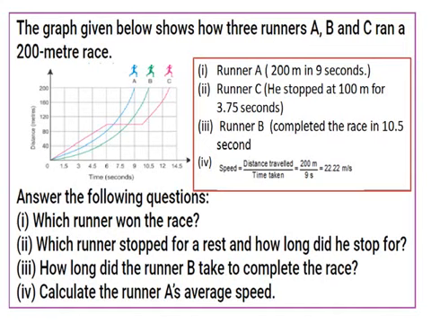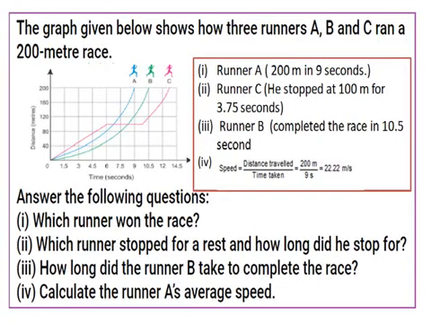Third question, how long? Again here it represents time. How long did the runner B take to complete the race? So what is the time taken by runner B to complete the race? As we have seen, it is 10.5 seconds.